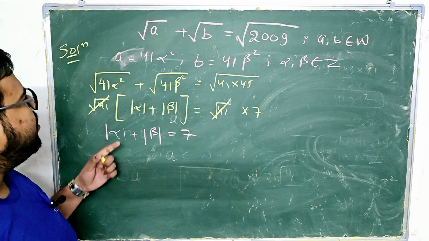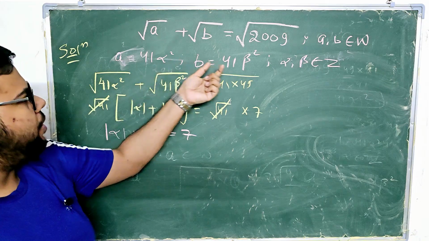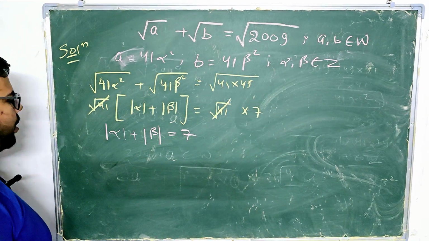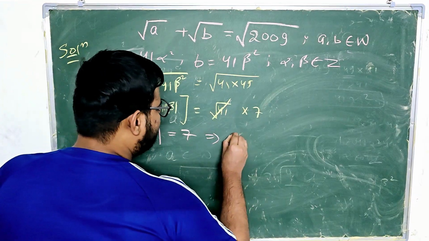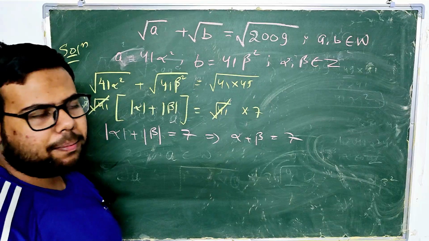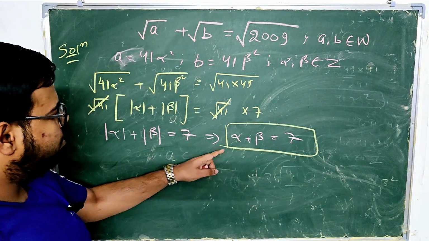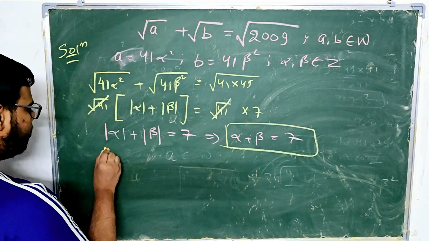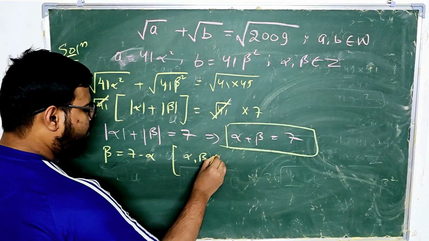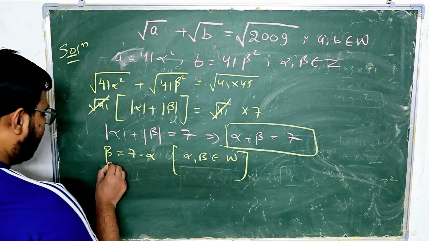Now we all know that since in the expression of A and B we have alpha square and beta square, it doesn't matter what the sign of alpha and beta will be, right? So what I'm going to do is simply solve this equation alpha plus beta is equal to 7 to get the answer. Okay, so we have this expression. So when you solve it, let's see what we get. So beta is 7 minus alpha, and now alpha comma beta belongs to whole numbers. Okay, so we have this quantity.